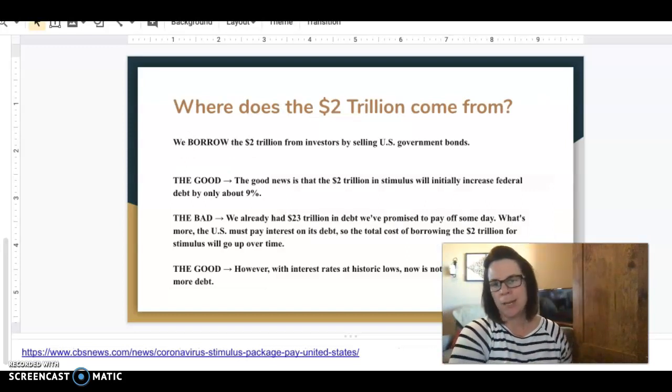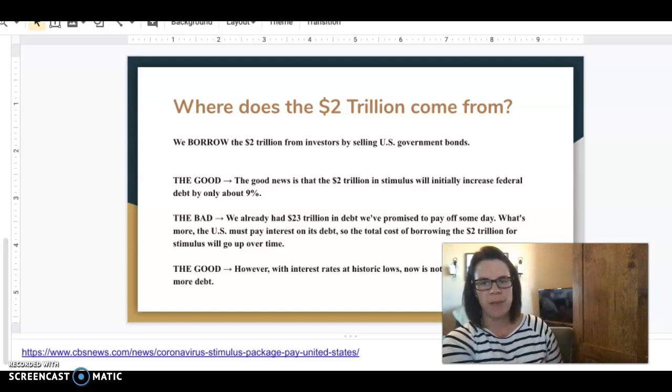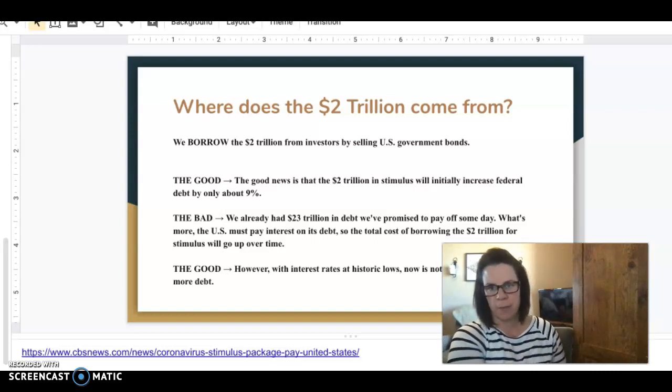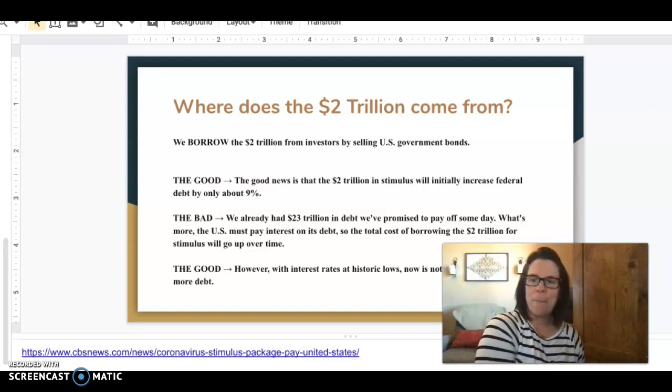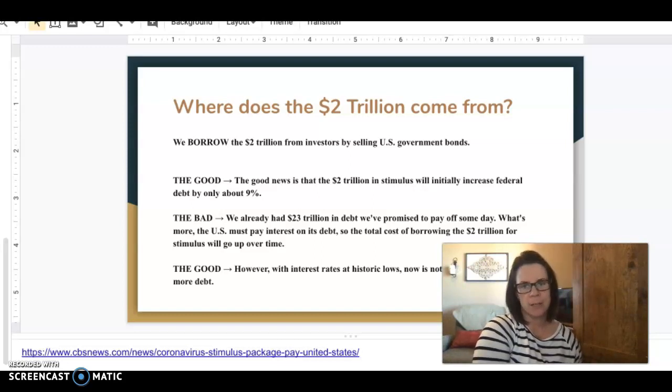Well, we borrow, in essence, the $2 trillion from investors by selling U.S. government bonds. The good news is that $2 trillion in stimulus will initially increase the federal debt by just 9%. However, the bad news is that we already had a $23 trillion deficit that we've promised to pay off someday. What's more is that the U.S. has to pay interest on this additional $2 trillion stimulus package, so that cost of borrowing will go up over time.